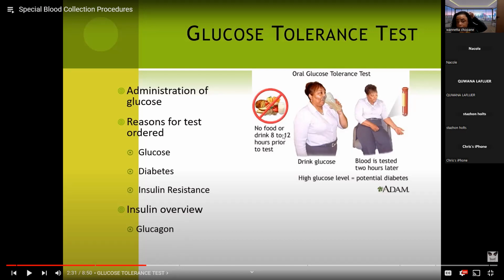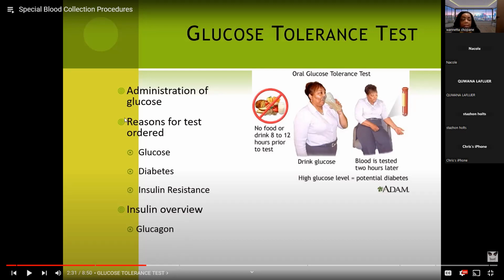Nothing to eat or drink within 8 to 12 hours, okay? So these are one of those tests that the patient has to be fasting. If they ate a banana, if they drank some coffee, you're not going to be able to proceed with this test. Do not give them the sugary drink if you know that they are not fasting, okay?